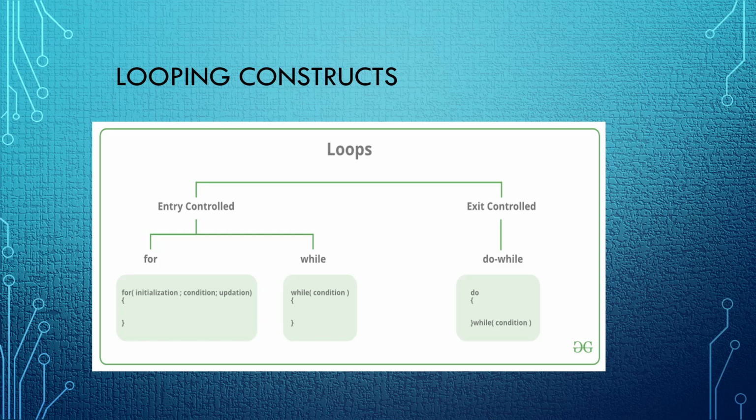In the do while loop, loop execution is also terminated on the basis of a test condition. The main difference between the do while loop and the while loop is that in the do while loop, the condition is tested at the end. Do while is an exit control loop. While and for loops are entry control loops. In the do while loop, the loop body will execute at least once irrespective of the test condition.